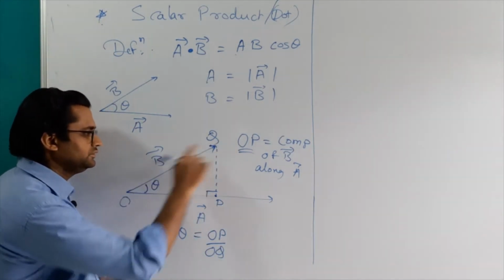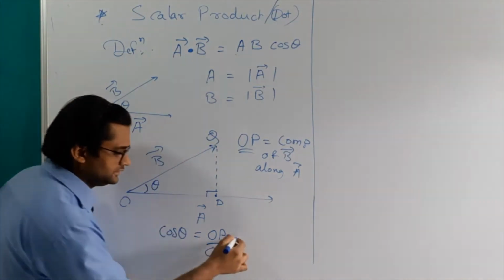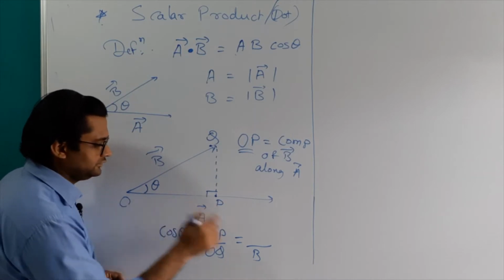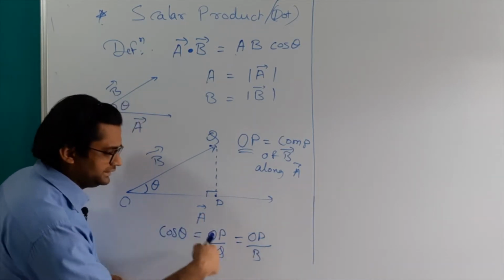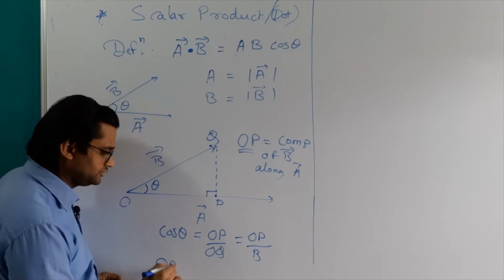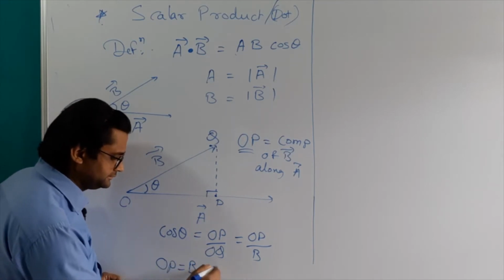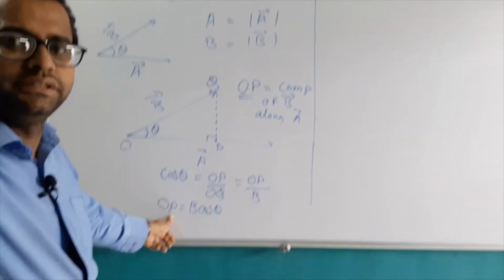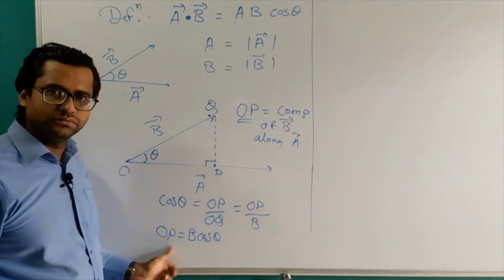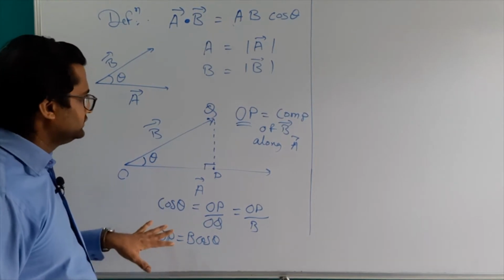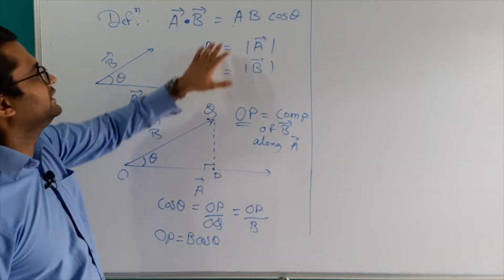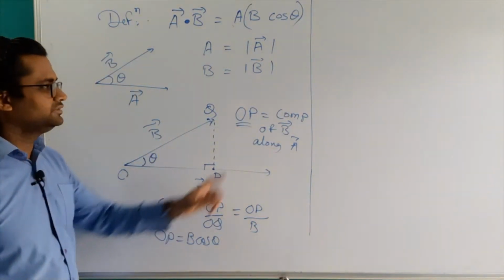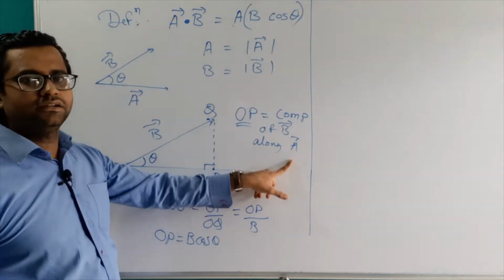What is length of OQ? It is equal to magnitude of this vector B. So we can write, instead of OQ, we can write B. What is magnitude of OP? It is OP only. So if we rearrange this, what we get is OP equal to B cos theta. Now, if we look at our definition, this B cos theta is our OP. And what is OP? It is component of B vector along A vector.